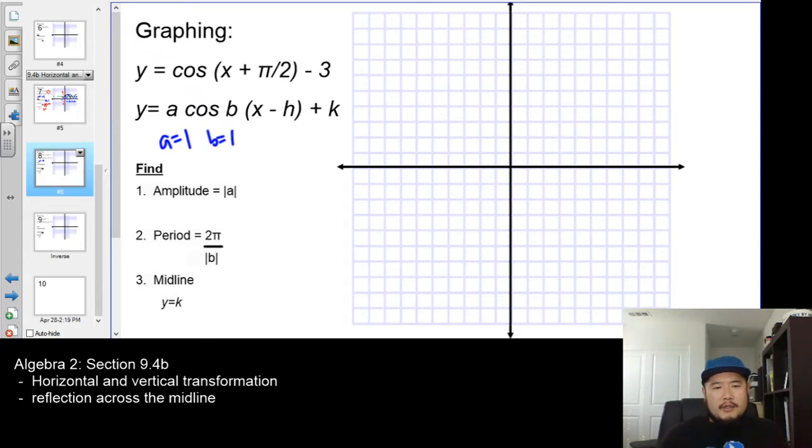This time right here with this plus pi over 2, that means it is not going to the right, but this time our function is shifting to the left pi over 2 units. So let's go ahead right here. Amplitude is the absolute value of A, which is the absolute value of 1. And then for our period, this will be 2 pi, right? Because 2 pi over 1, because B is 1. Our midline this time happens to be y is equal to negative 3.